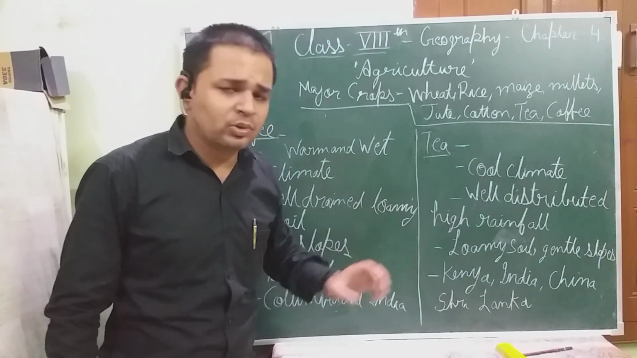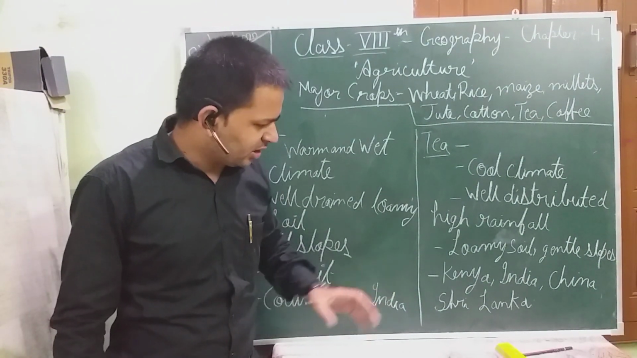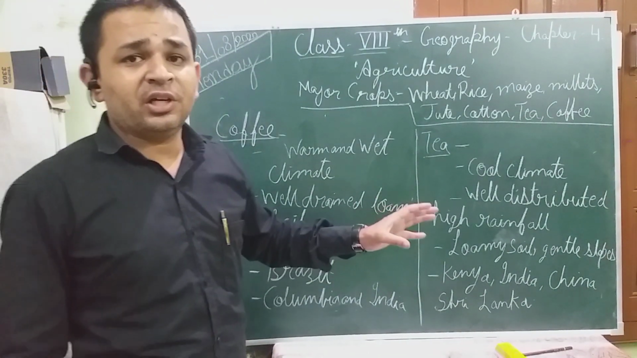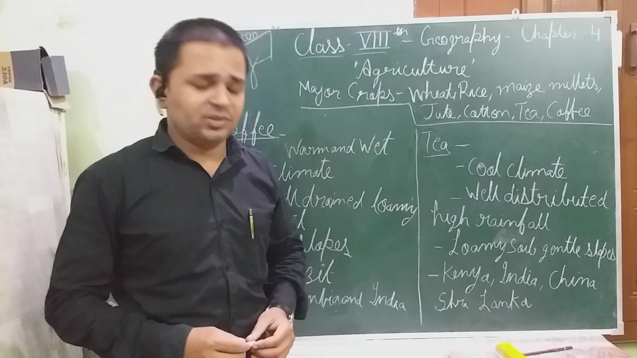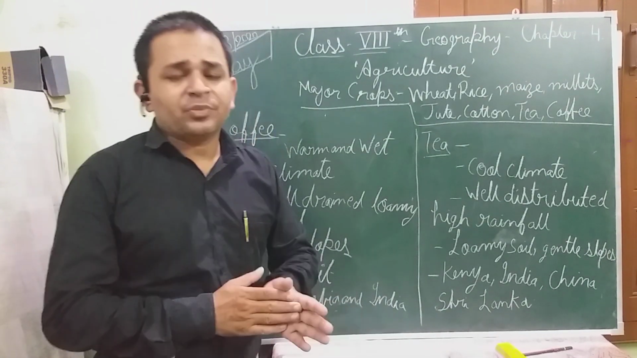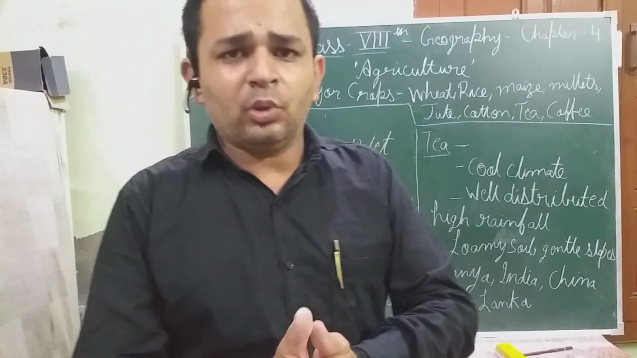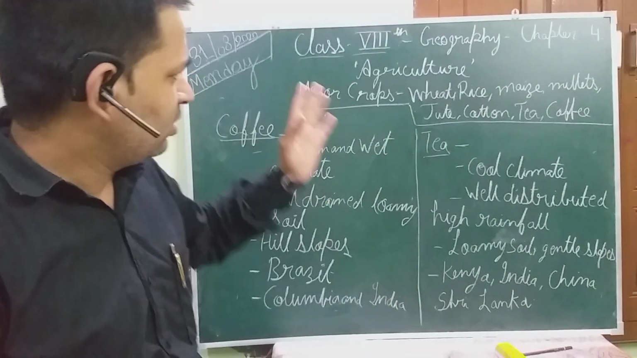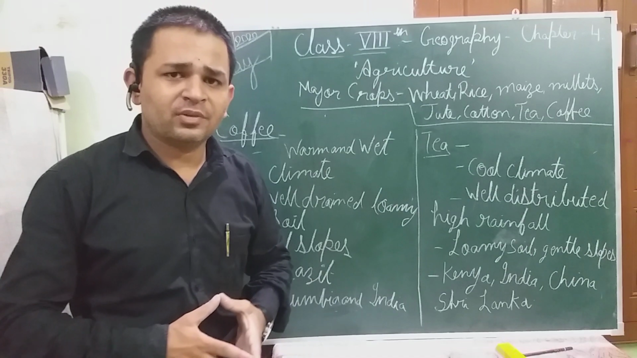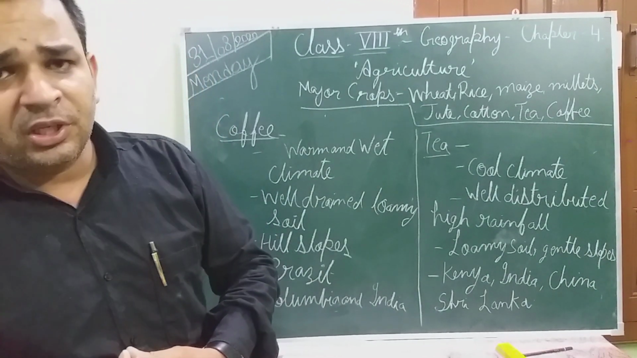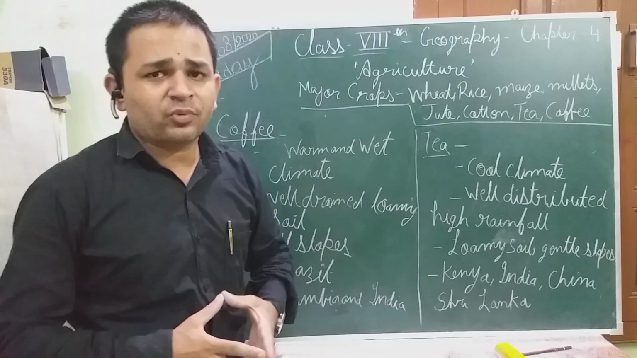The countries that grow tea in surplus are Kenya, China, Sri Lanka, and of course our country India as well. So dear students, these were some major crops that are grown across the world. We have covered three different varieties: food crops, fiber crops, and two beverage type crops.